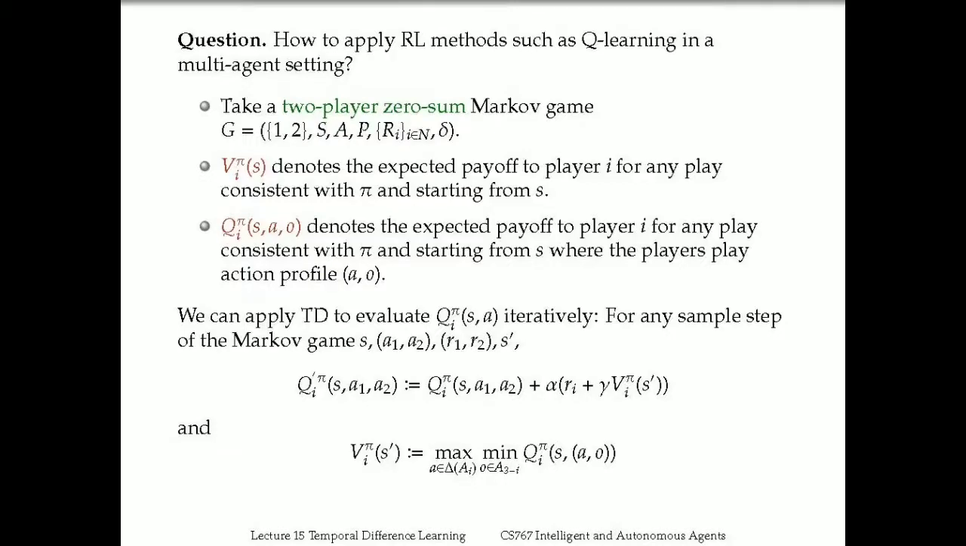we can update our Q value for s, a1, a2, and this is the Q value with respect to player i. And that is equal to the previous evaluation at s, a1, a2 plus the step size alpha multiplied with the reward to player i at this step, which is r_i, plus the discounted value, which is gamma times V_i^π at the state s prime. And what is this V_i^π(s prime)? That is defined as the max min value of the Q value for any action pairs a and o.